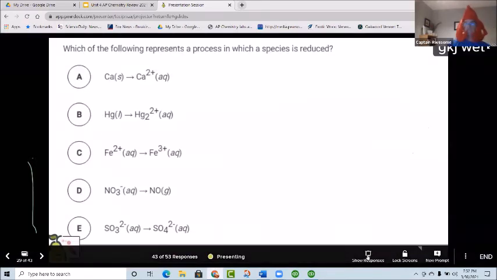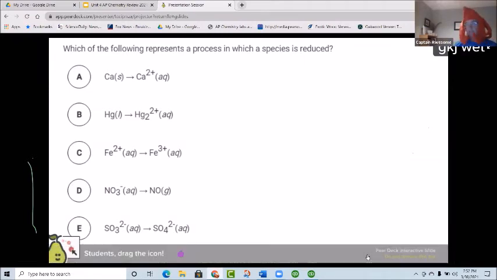So if we look at the first one, the oxidation state of just calcium is 0. It's an element in its standard state, and it's becoming a 2+. So that's actually being oxidized because it's becoming more positive. Same thing is true for B. Hg is 0, and Hg2 2+ has an oxidation state of +1, so it's also becoming more positive. The Fe2+ going to Fe3+ is also becoming more positive. And so you're left with D and E.